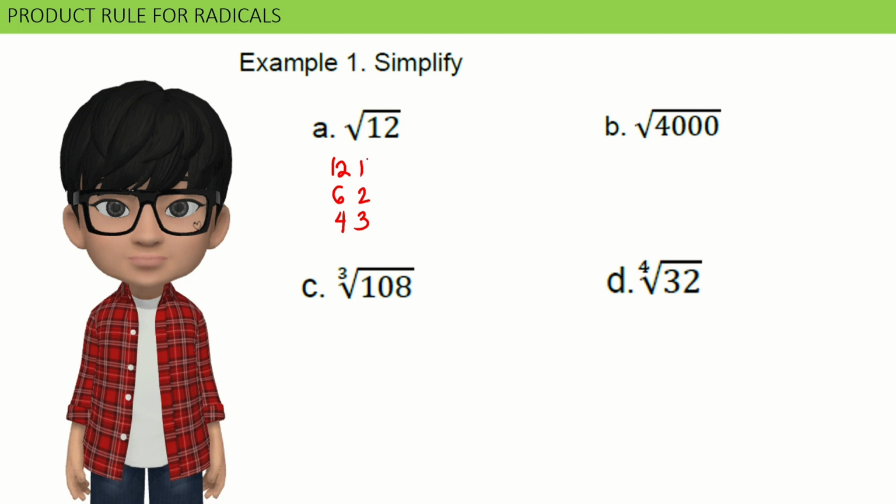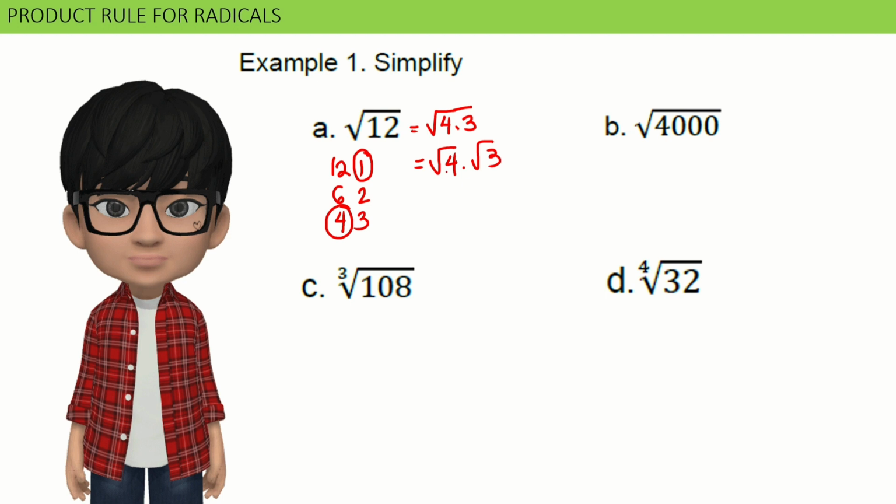So if we examine, we have only two perfect squares: the square root of 1 and the square root of 4. So the highest perfect square we have is 4. That means we're going to use the square root of 4 multiplied by 3. Then we apply the product law of radicals. So that is simply the square root of 4 times the square root of 3.